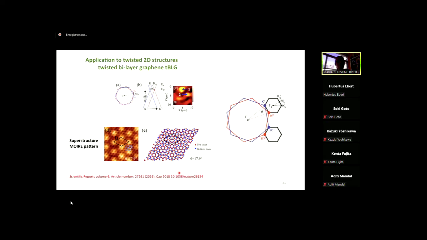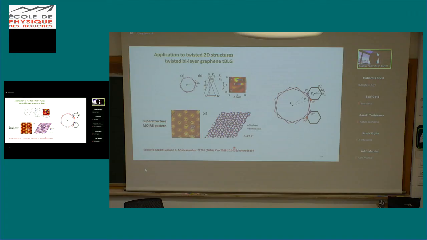So now I'll show you just some recent results which were obtained from twisted bilayer graphene, called TBLG. Here you have the Brillouin zone of this graphene. You have the lower and the upper layer, and since it's twisted, you have this distance between the two K points, which is delta K.